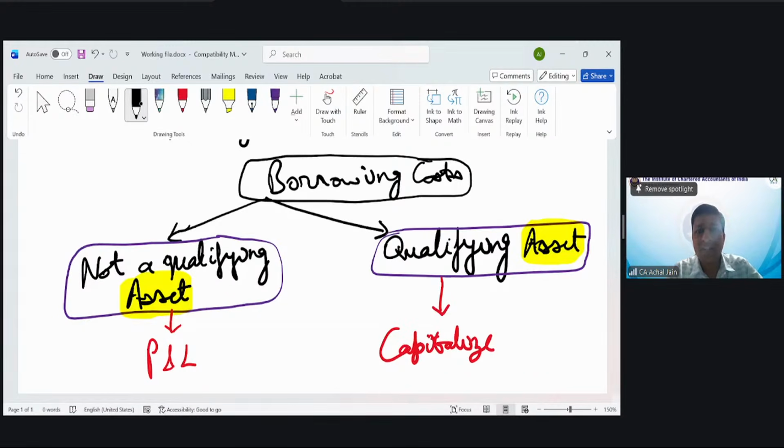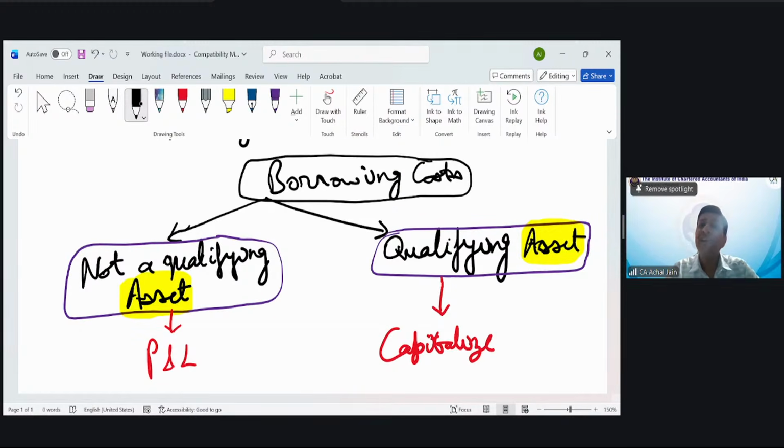3 to 4 years, 5 to 7 years generally. Will that meet the criteria of a qualifying asset? What do you think? Yes, sir. It will meet. So that means there are some inventory items which will meet that criteria.